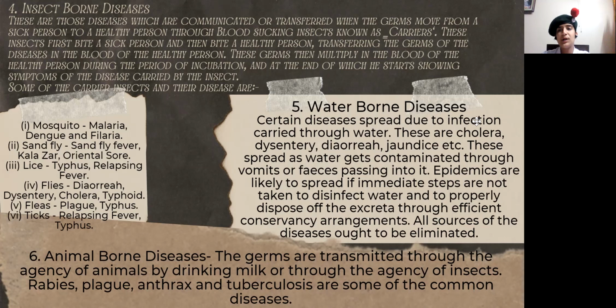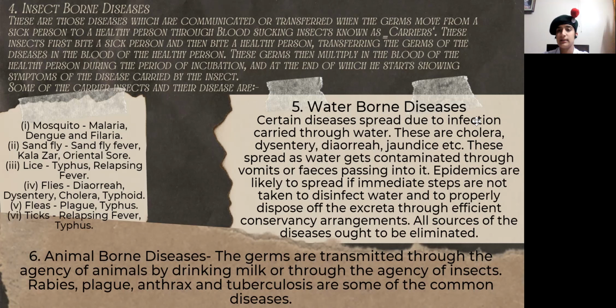Next is waterborne diseases. Certain diseases spread due to infection carried through water. These are cholera, dysentery, diarrhea, jaundice, etc. These spread as water gets contaminated through vomits or feces passing into it. Epidemics are likely to spread if immediate steps are not taken to disinfect water and to properly dispose of the excreta through efficient conservancy arrangements. All sources of the diseases ought to be eliminated.